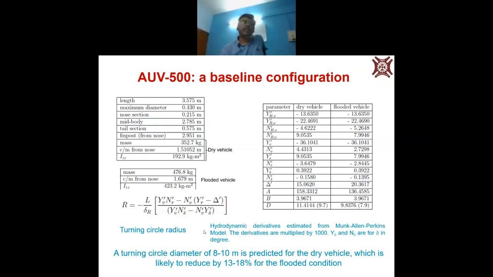So these are the hydrodynamic parameters that have been calculated using CFD, and this is also validated by writing a program in Fortran for a three degree of freedom system. A turning circle diameter of 8 to 10 meter is predicted for the dry vehicle, which is likely to reduce by 13 to 18% for the flooded condition. Hydrodynamic derivatives are estimated from the Munk, Allen, Perkins model. The derivatives are multiplied by 1000 and tabulated here, and this fairly matches with the other configurations that have been reported in the literature. Whatever solver we have developed has been verified with that.